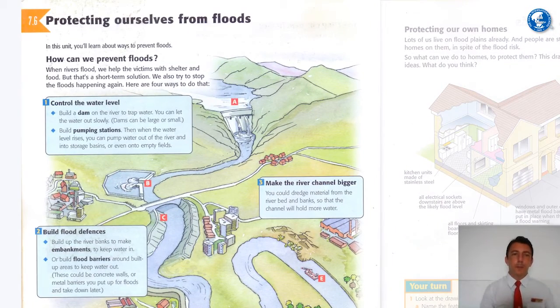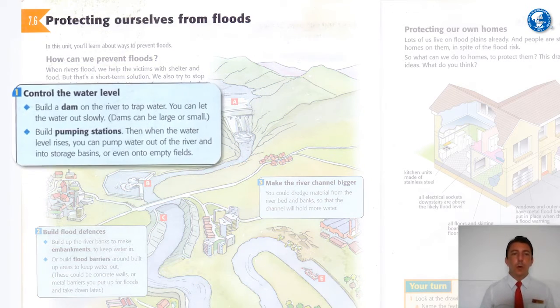So how can we prevent floods? So when rivers flood, we help the victims with shelter and food, but that's a short-term solution. We also try to stop the floods from happening again. So here are 4 ideas for doing that. So number 1, control the water level.